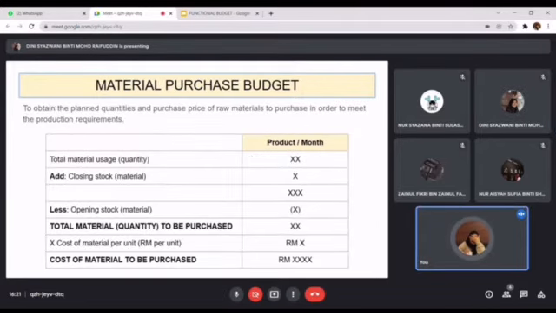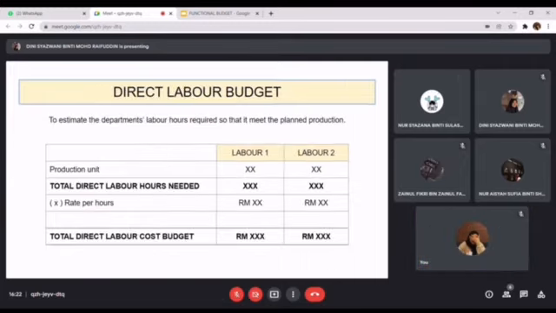Next is the material purchase budget. This is to obtain the planned quantities and purchase price of the raw materials to be purchased in order to meet the production requirements. This is the format of the material purchase budget. First, put in the total material usage as we calculated in the material usage budget before. After that, add closing stock and less opening stock. Now we get the total material to be purchased in quantity form. Multiply it with the cost of material per unit and we will get the cost of material to be purchased.